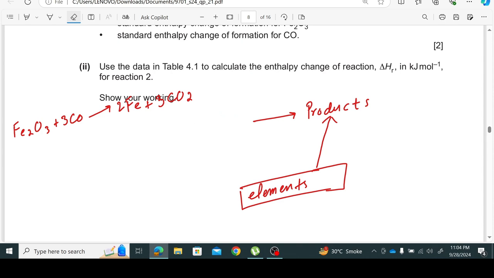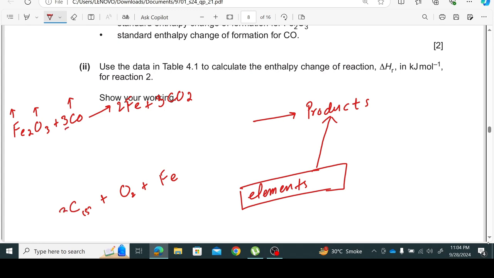Now I will write these in their elemental form. So we have carbon, then we have oxygen, and we have iron. Carbon exists in its solid form, oxygen exists as O2 in gaseous form, and iron exists as Fe. So how many carbons are there? 3. So you will put it here, 3.